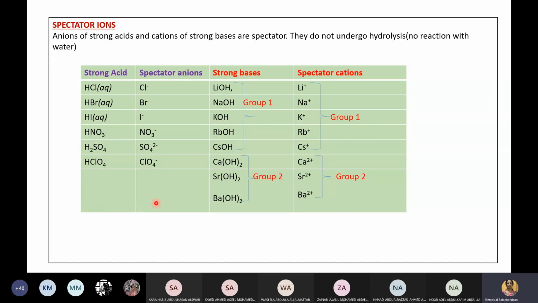So you need to know all the spectator ions. You don't have to memorize all those things. You know all the strong acids, so the anions of those: Cl minus, Br minus, I minus, NO3 minus, SO4 minus, ClO4 minus. And strong bases: Na plus, K plus, all from group 1 and the remaining from group 2. These all are spectators. What is the meaning of spectator? They do not undergo hydrolysis. They don't hydrolyze in water.